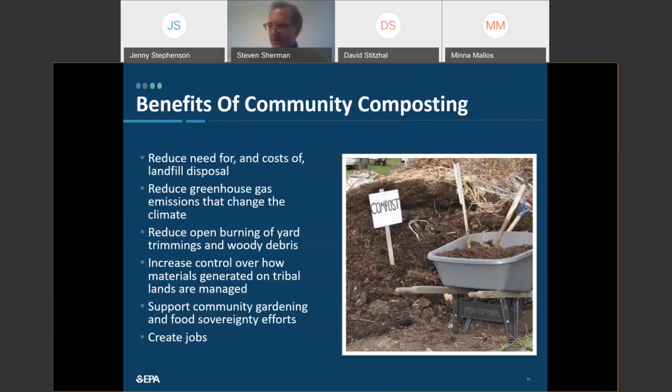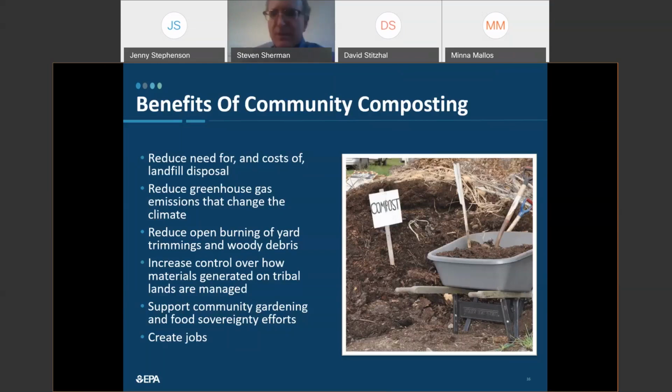I'd be curious to hear from participants what you think are some additional benefits of community composting and of using compost. And if you would like to share some of that in the chat, please go ahead now. And David, if you can capture those, we'll read them out. Great.